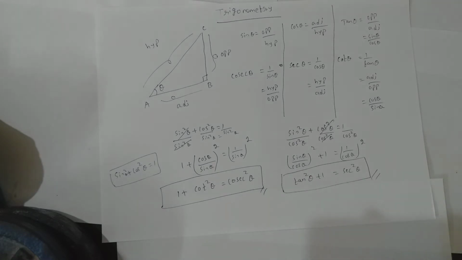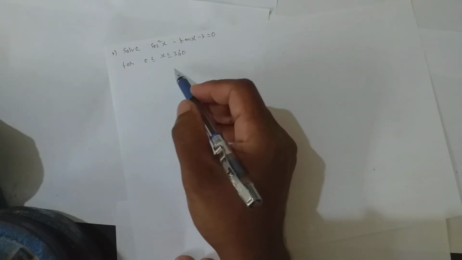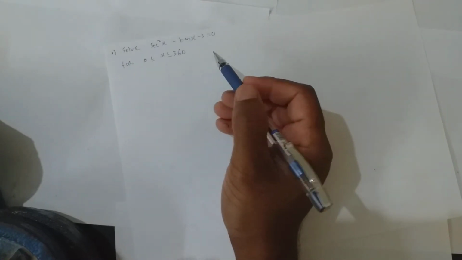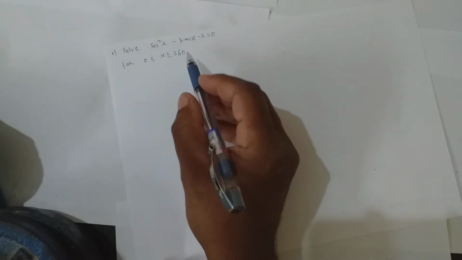Let us look at sums now. You need to solve secant square x minus tan x minus 3 equal to 0 for 0 less than x less than or equal to 360. X values should lie between these two.